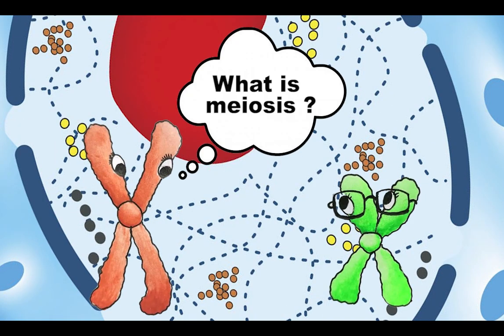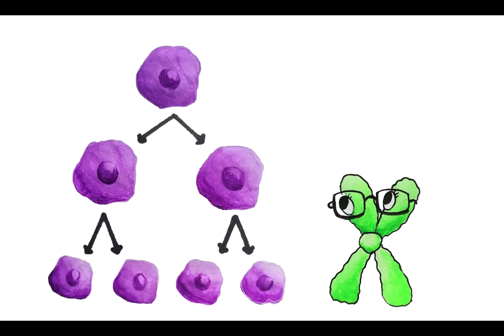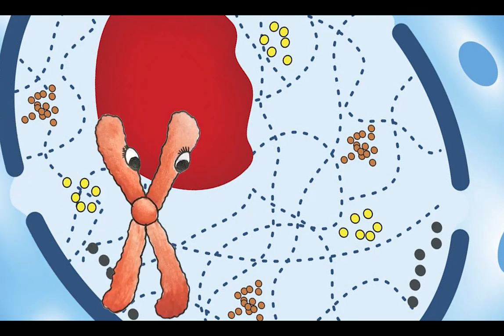What is meiosis? Meiosis is a type of cell division in sexually reproducing eukaryotes, resulting in four daughter cells, each of which has half the number of chromosomes as compared to the original diploid parent cell. Yeah, I know that. These haploid cells are the gametes that go on to produce an offspring through sexual reproduction.